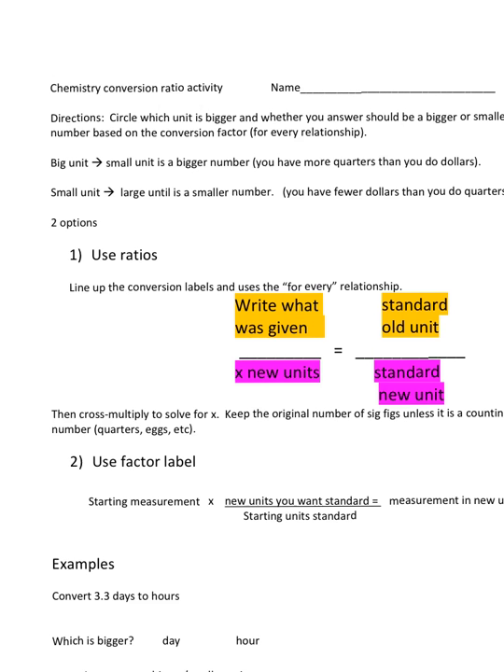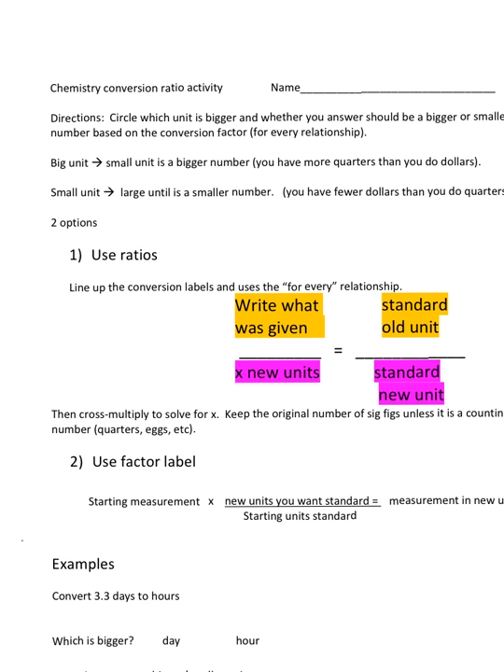Okay, so today we're going to be talking about how to convert and how to set this up so that we are going to convert from one unit to another. So if I want to switch from one unit to another, I have to know the relationship, whether it's 1 inch is 2.54 centimeters, or a dozen equals 12, or there's 100 centimeters in a meter.